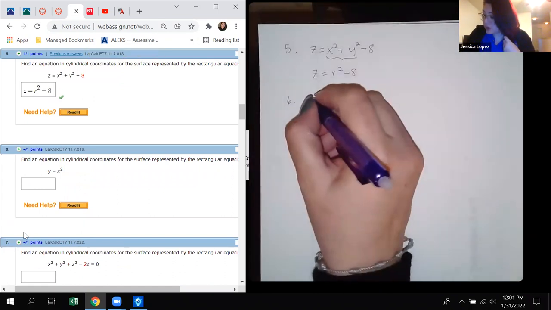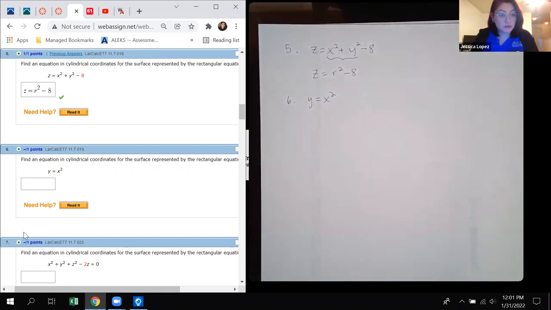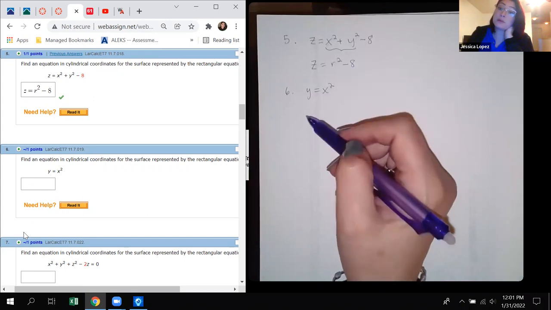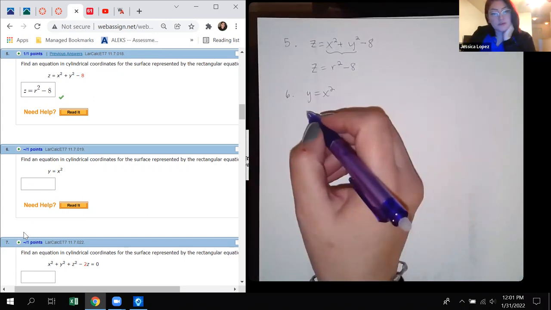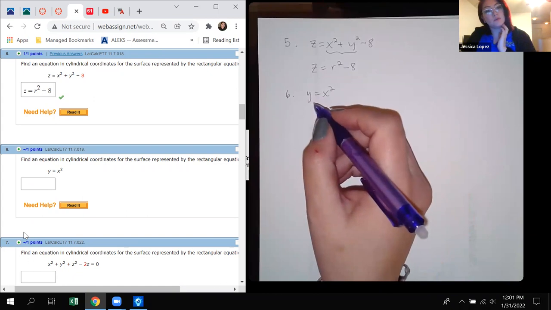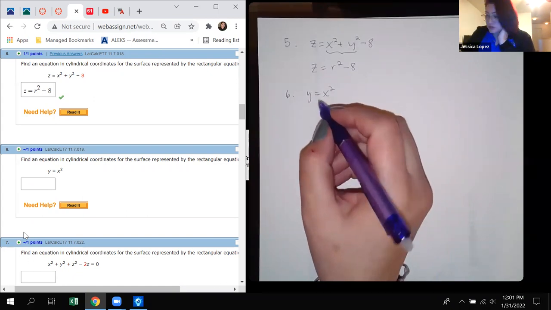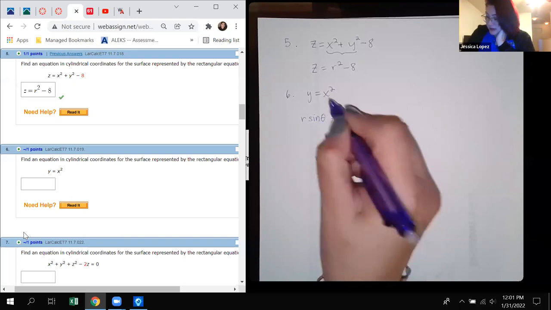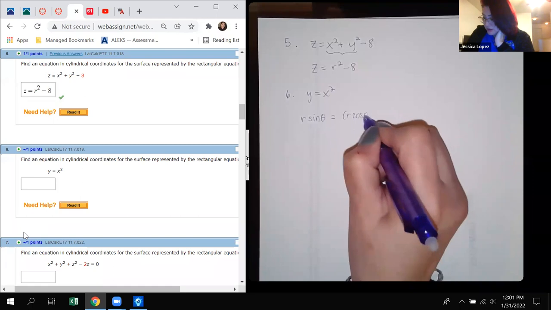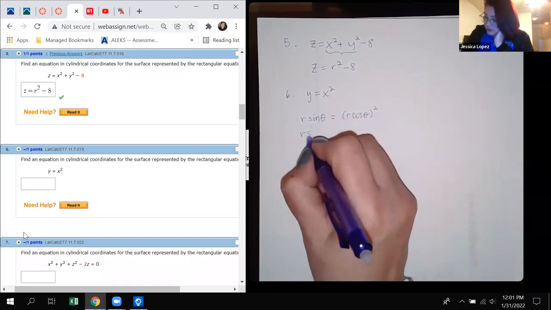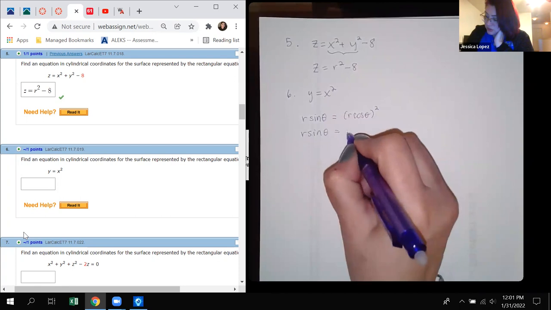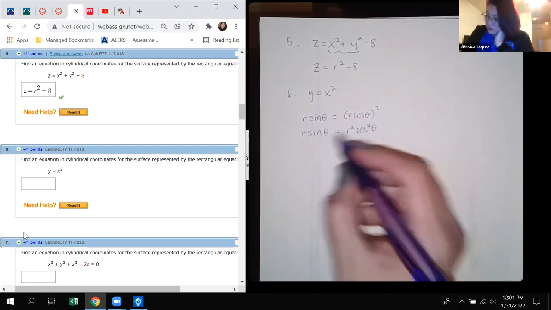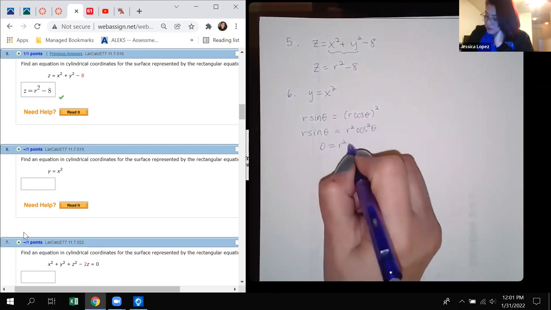Okay, and then we have y equals x squared, which they also want us to put in cylindrical coordinates. Now, this one's not as easy as that. I don't have x squared and y squared. So what I'm going to do is convert them individually and then see what I can do with that. I know that y is r sine theta and x is r cosine theta. So I get r sine theta equals r squared cosine squared theta. And then I'm going to go where the r squared is.